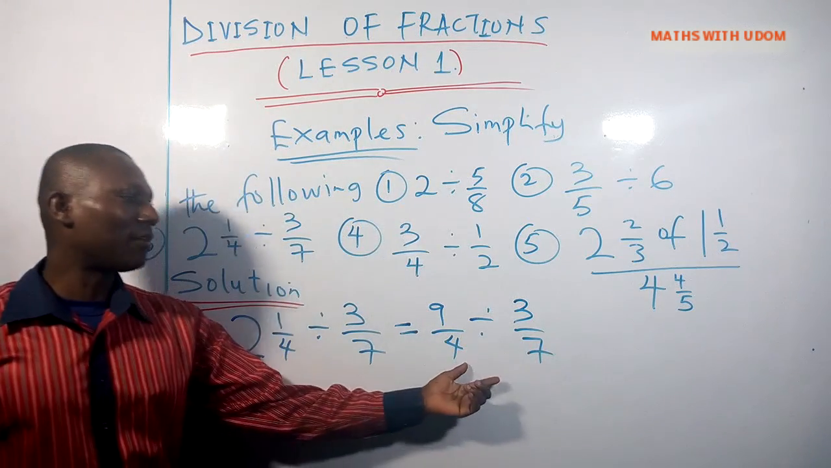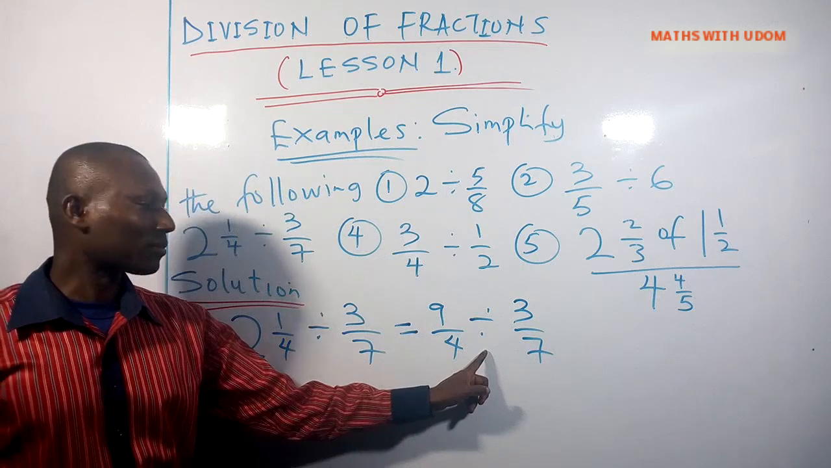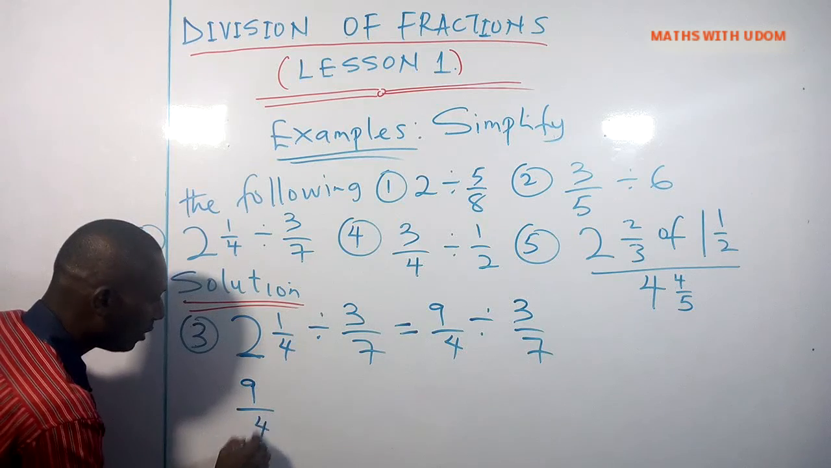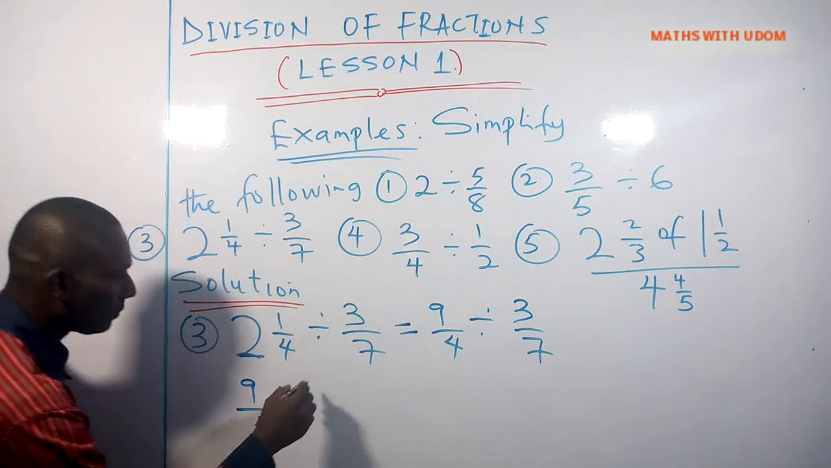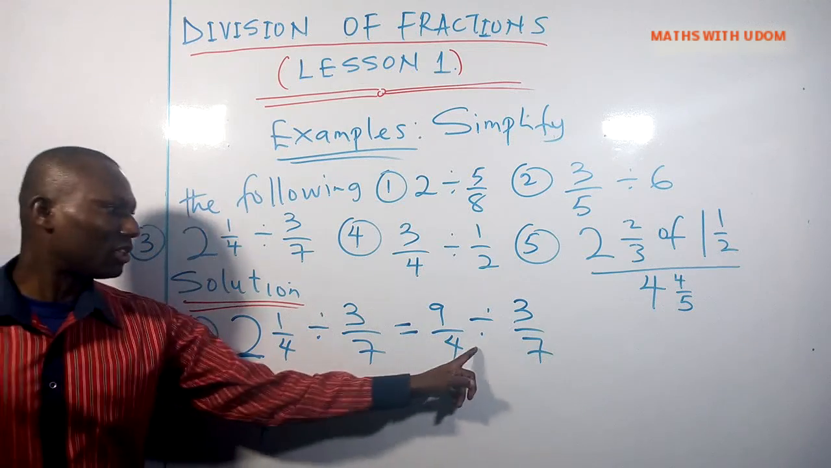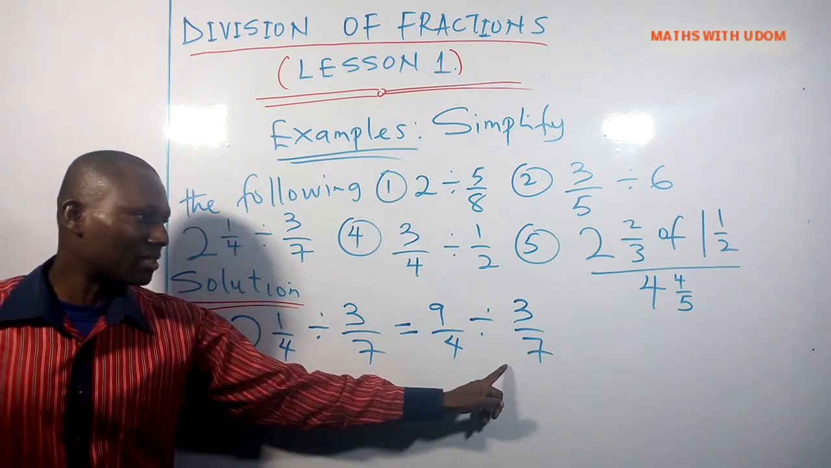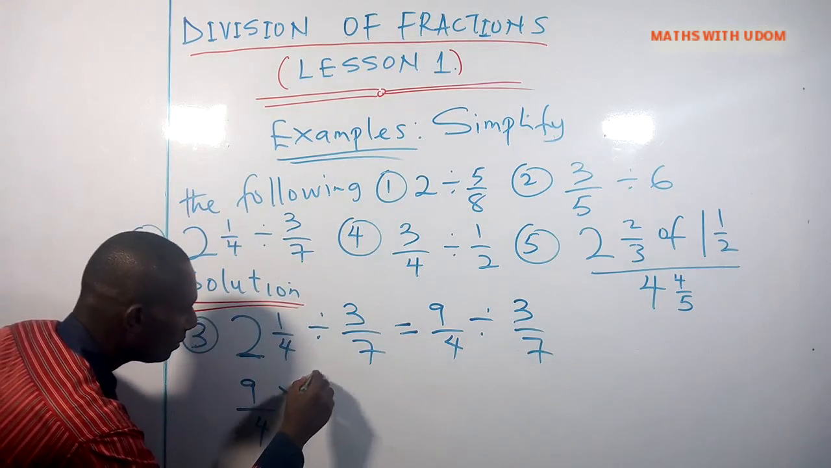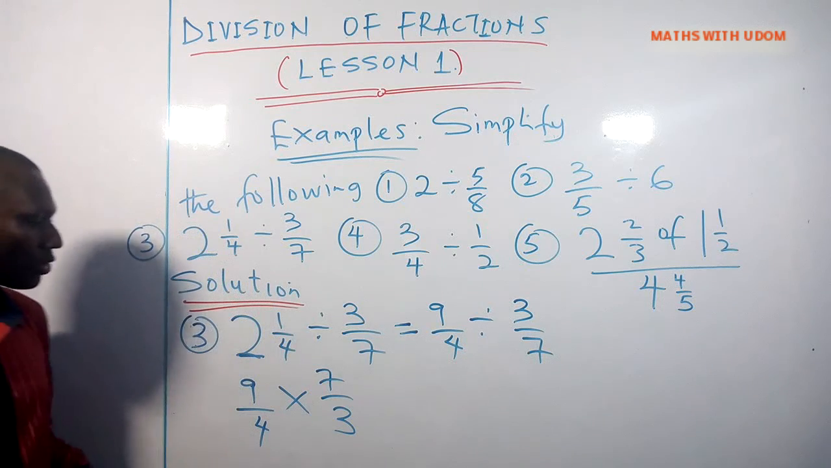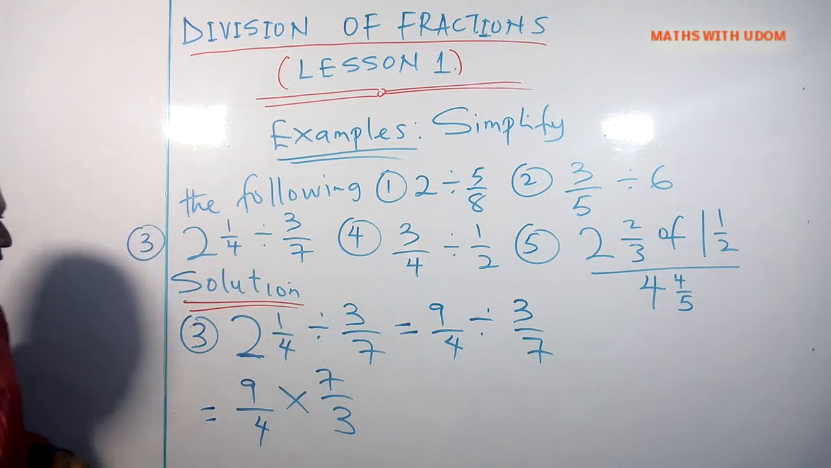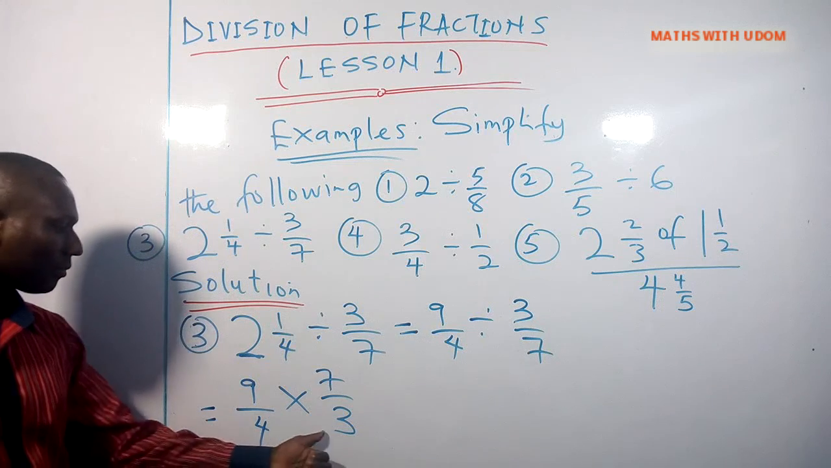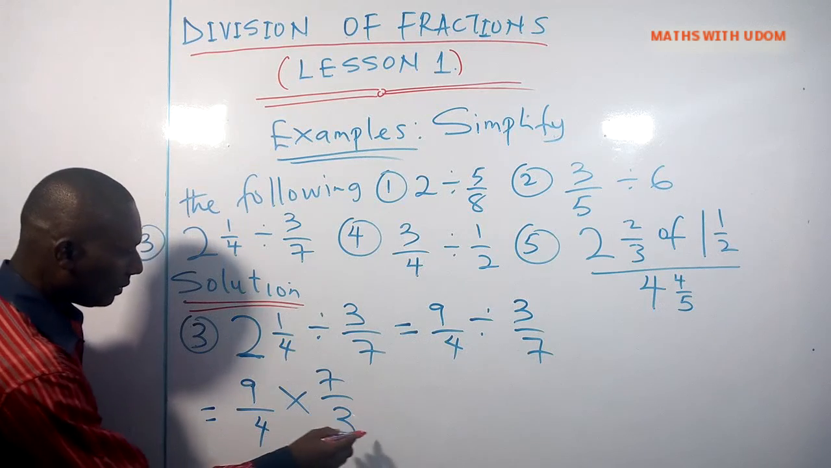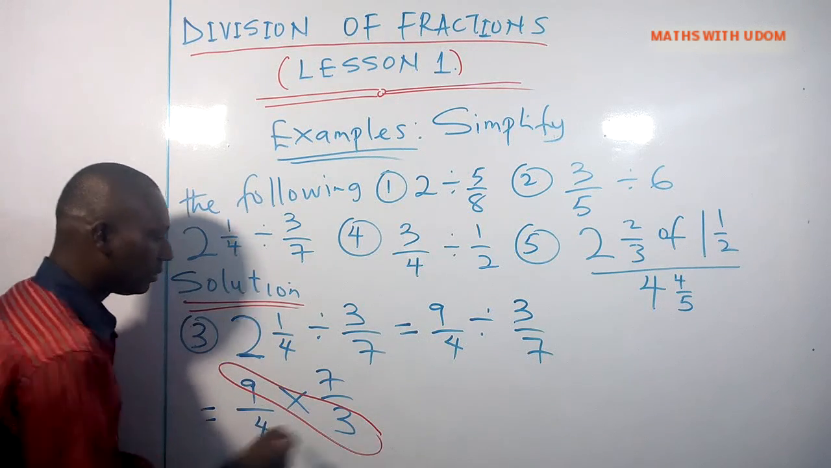So from here, what do we have? We change the division sign to what? Multiplication. And that gives us what? 9 over 4 times what? Now, once you change the division sign to multiplication, you reverse the fraction. So 7 will go up, while 3 will come down. So from here, we see the possibility of cross dividing, because 3 and 3 can divide through each other.